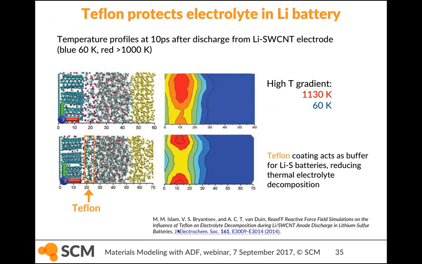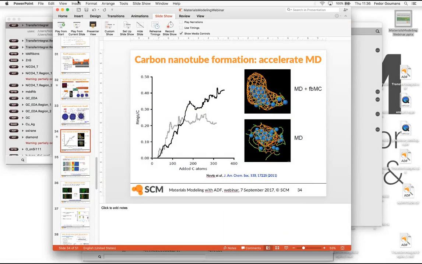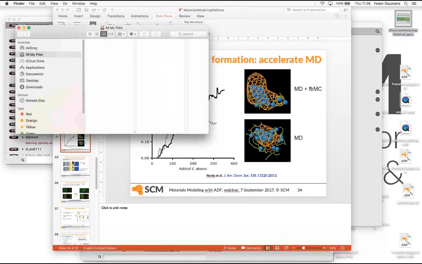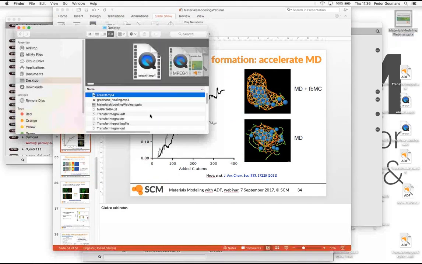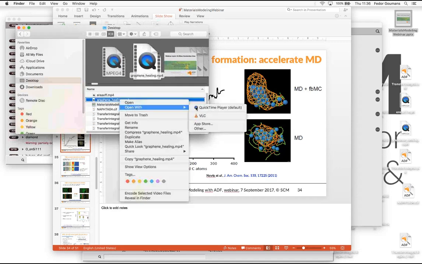Right, so then I think I've got 2 or 3 slides on how. No, wait, I want to show a video first. Just to give you an idea of how things change when you move from temperature accelerated dynamics to force biased Monte Carlo. Let me go to my desktop, and there's a little video here.